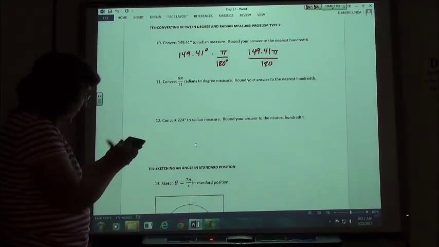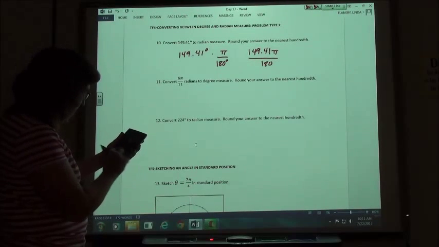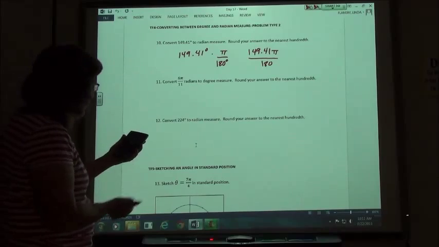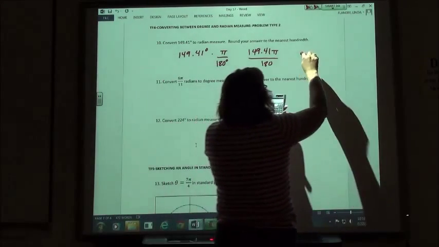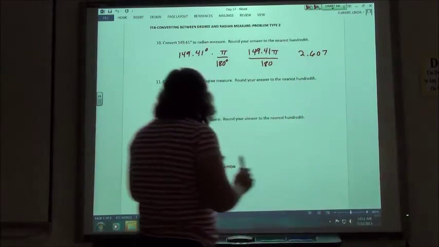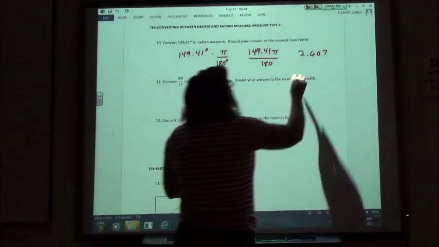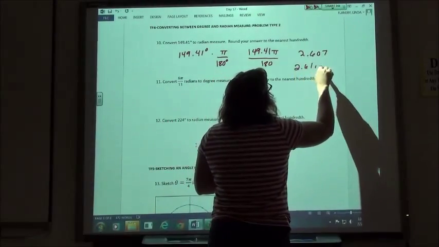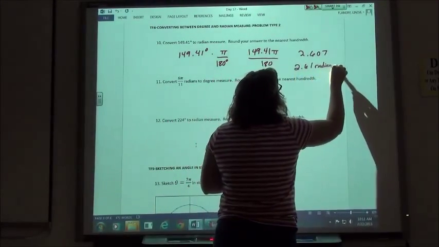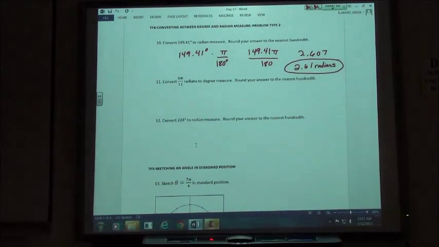So I'm going to put 149.41, shift the EXP button to show pi on my calculator, divide that by 180. I get 2.607. I'm rounding it to the nearest hundredth, so I want to carry it 3 places so I can round it off. So I have 2.61 radians then. So 149.41 degrees is equivalent to 2.61 radians.